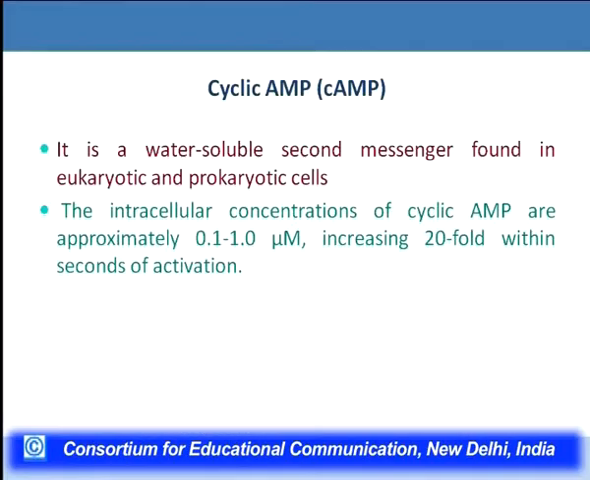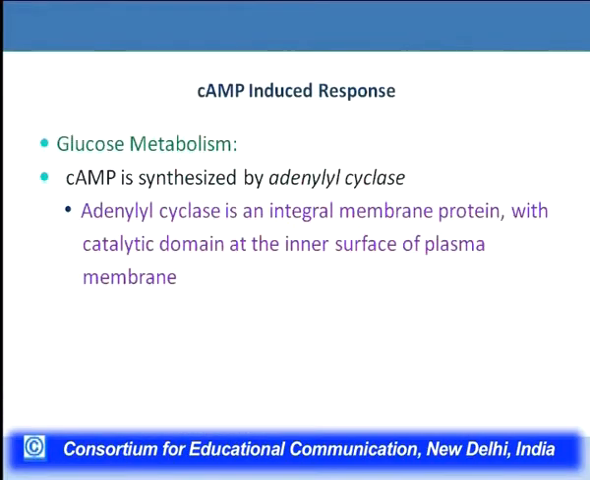Now, this cyclic AMP molecule is a water soluble molecule, and it is found in both eukaryotic and prokaryotic cells. In prokaryotes also, it plays a part in a number of metabolic reactions and activities. The intracellular concentration of cyclic AMP is quite low, about 0.1 to 1 micromolar. But as soon as these hormones bind to the receptor, the intracellular concentration increases many fold. About a 20 fold increase occurs in the concentration of cyclic AMP after the activation of the G protein coupled receptor, after these hormones bind to their receptor.